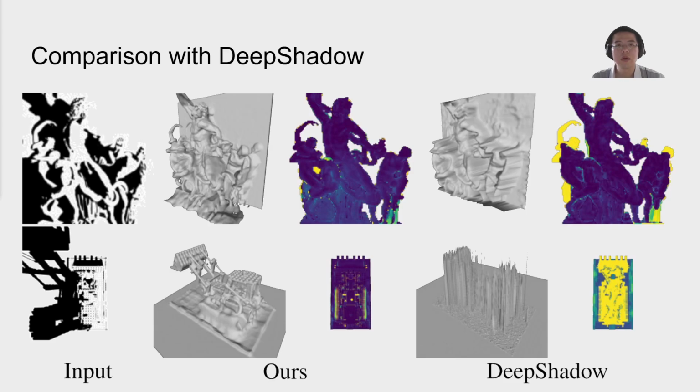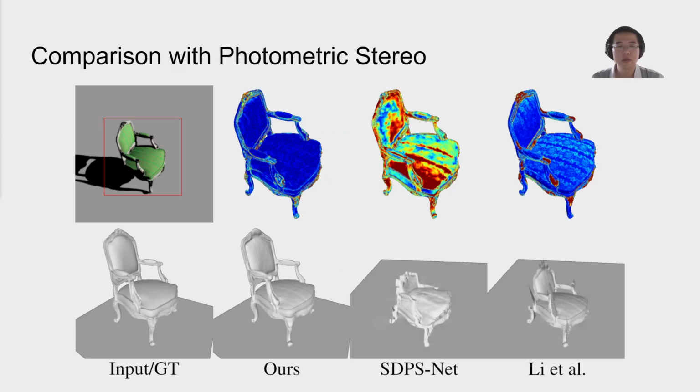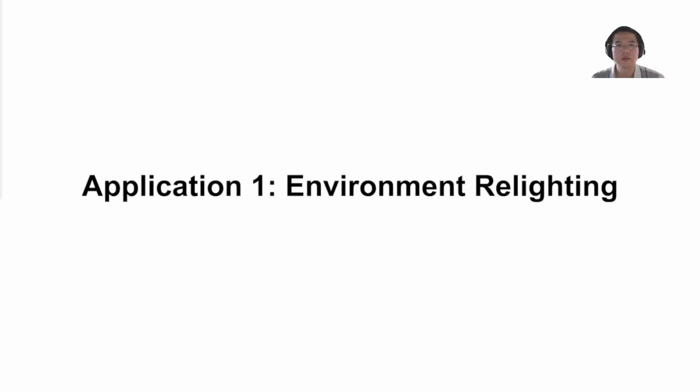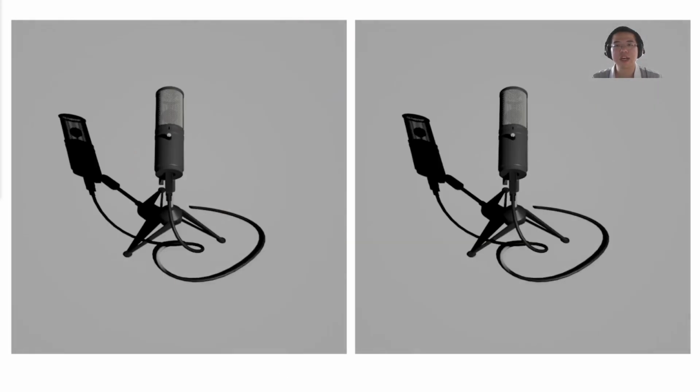In the following, I will show experiment results. We compare our method with multiple single-view reconstruction methods. First, we compare with Deep Shadow, the state-of-the-art shape-from-shadows method. Compared to their depth map, our SDF representation can reconstruct more complete and detailed geometry. We also compare with photometric stereo methods and find that our approach obtains more accurate depth by retrieving geometry information from shadows. After shape and material reconstruction, our method supports various applications.